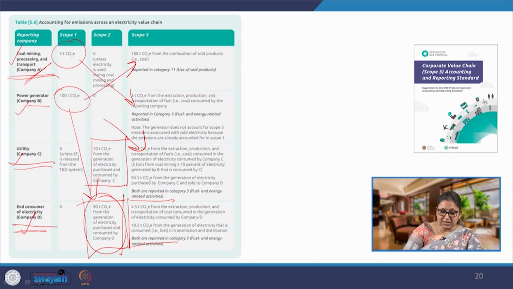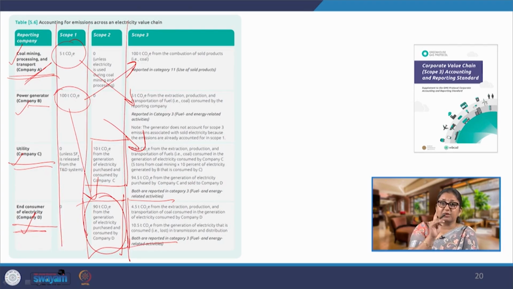So, this is a clear understanding which you get depending upon the business goal or the scope of this particular company, the boundary that we define. All these activities are actually for one value chain, which is generation, production, distribution and use of electricity, but depending upon who the user company is, the scopes will vary. However, if you look at it in totality, if everybody looks at their scope 1 and 2, we will be able to account for all the emissions that are happening in the entire value chain.